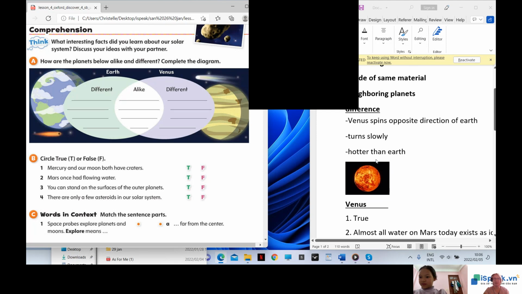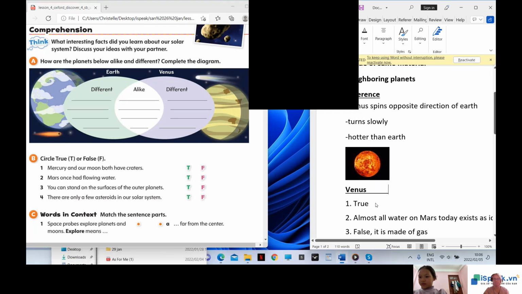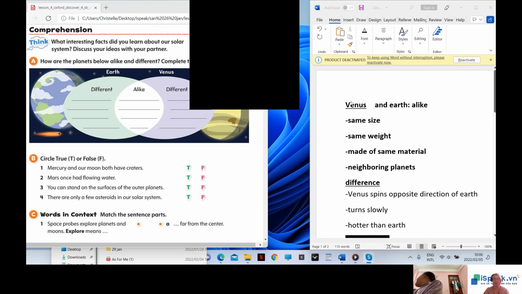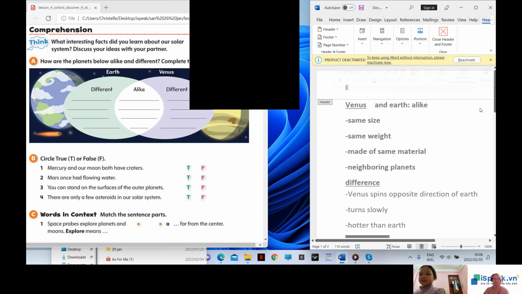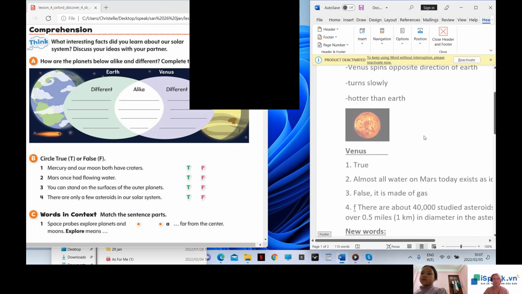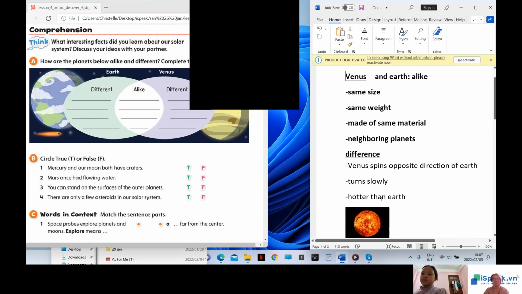Let's quickly say craters. Craters. Yes, let me just write that word for you. Craters. Pronounce. Let's write it here. Pronounce. Craters. So it's a long A sound. Next one. Can you read number 2 for us?